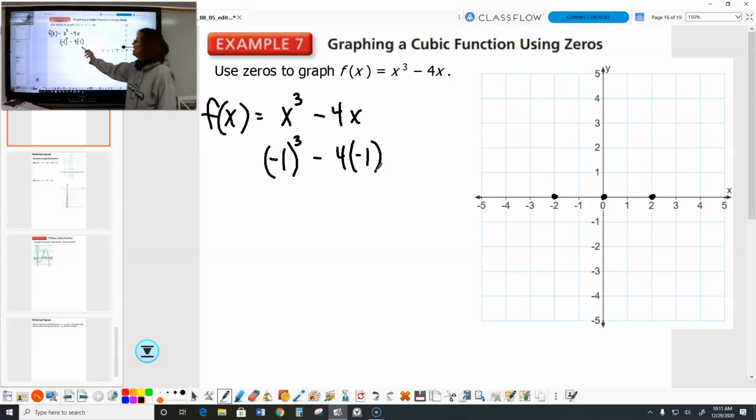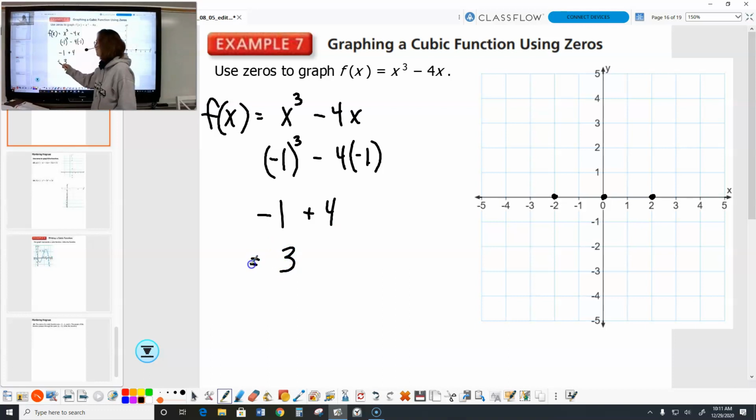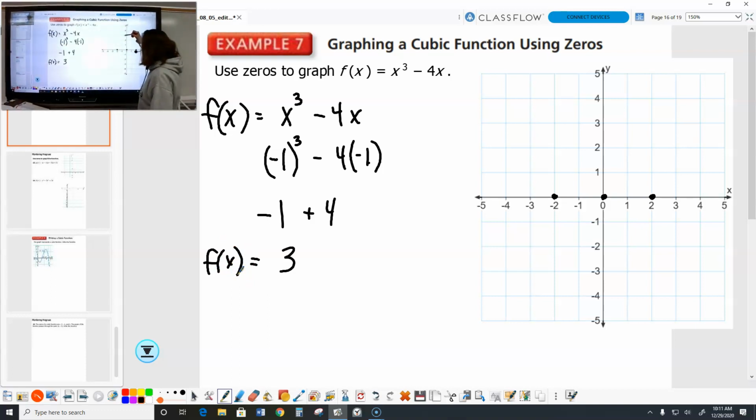All right, negative 1 cubed, negative 1 times negative 1 times negative 1 is negative 1. Negative 4 times negative 1 is positive 4. And if I combine those together, I get 3. So when x was negative 1, y is 3. So I'm going to put a dot at negative 1, 3.